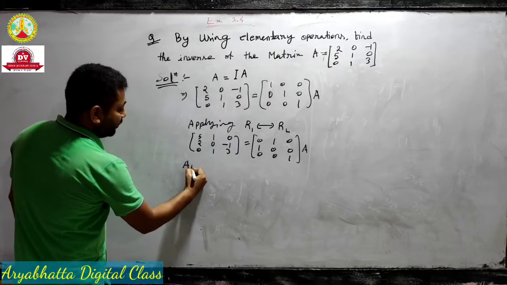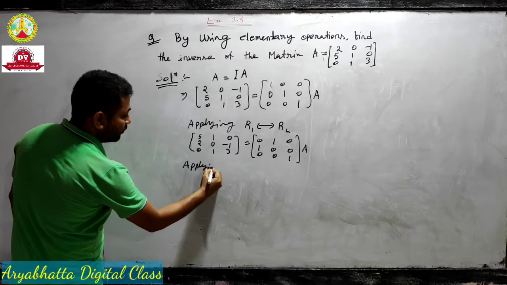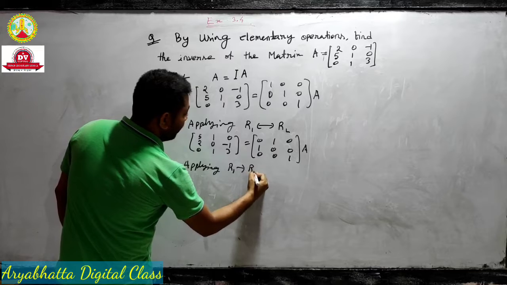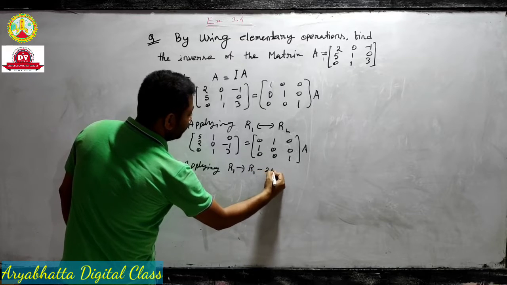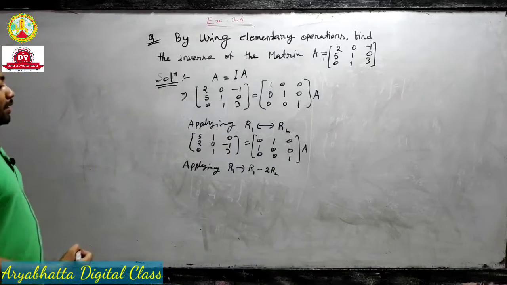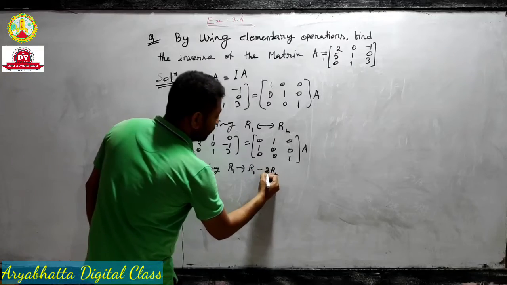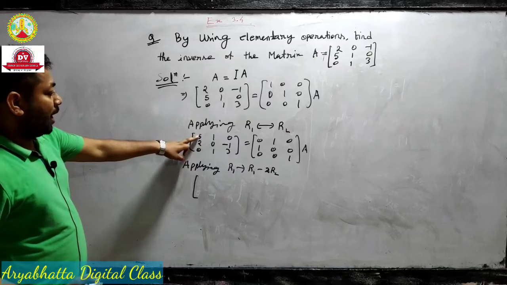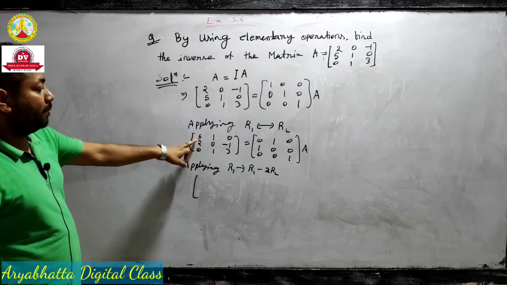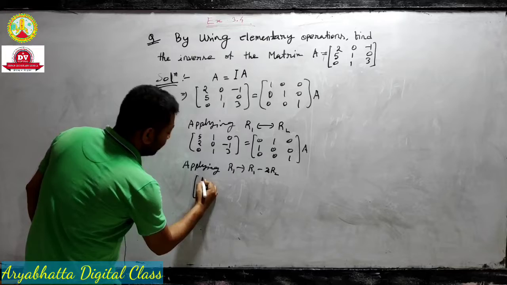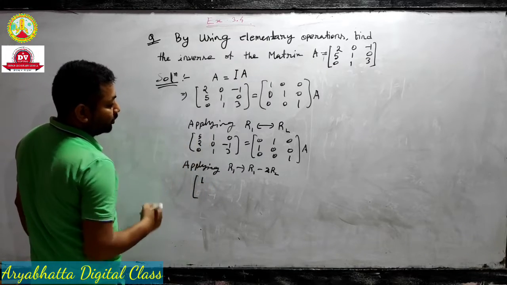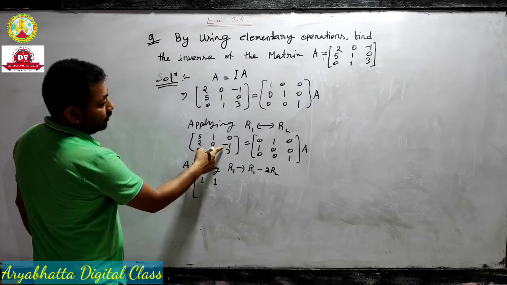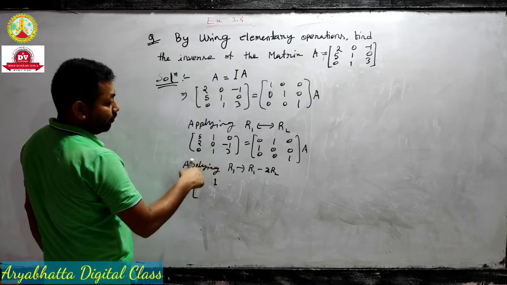Now, applying R1 tends to R1 minus 2 R2. Then we have R1: 5 minus 2 into 2, 5 minus 4, is equal to 1. Next, 1 minus 2 into 0, 1 minus 0, this is equal to 1. Next, 0 minus 2 into minus 1, plus 2.